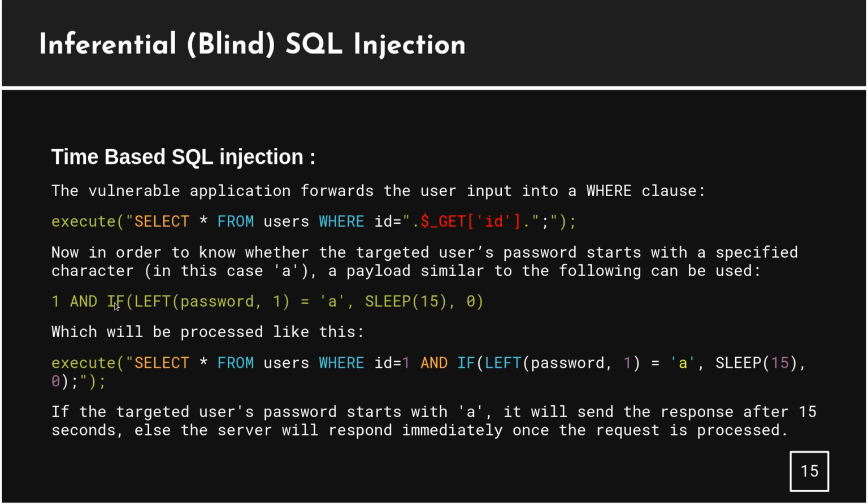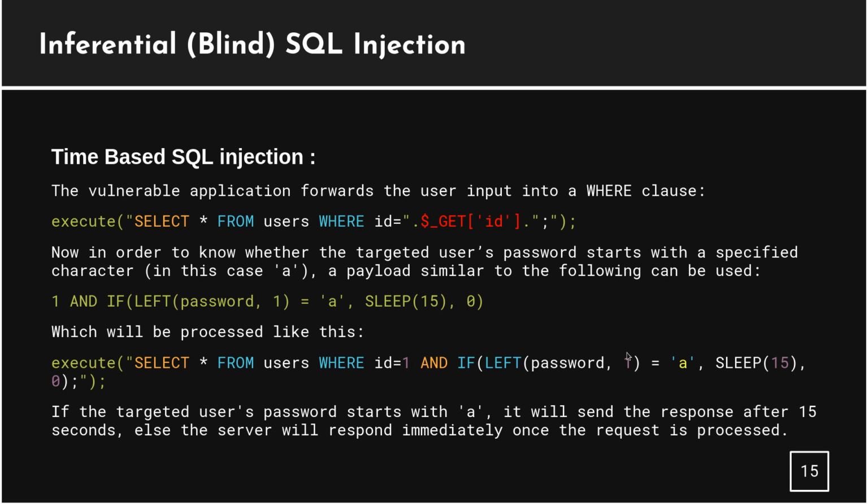And then with this IF function, what we're doing here is telling it that if this condition is true, sleep for 15 seconds, else just return nothing, return like 0. So in the end, it's processed like this. With the syntax highlighting, it might be more clear. Just as I was saying, if the targeted user's password starts with A, it will send the response after 15 seconds, which we can measure. Else, the server will respond immediately once the request is processed.